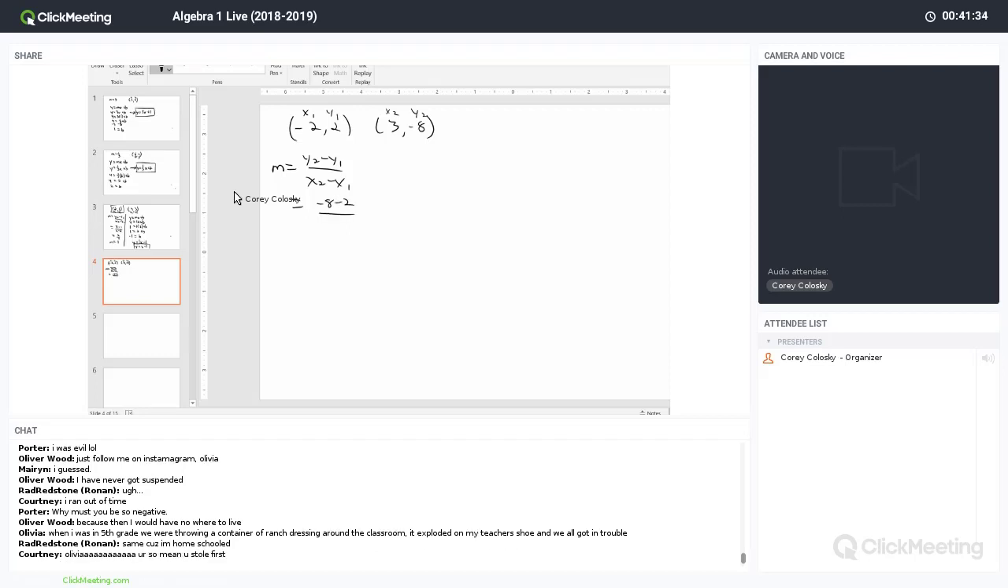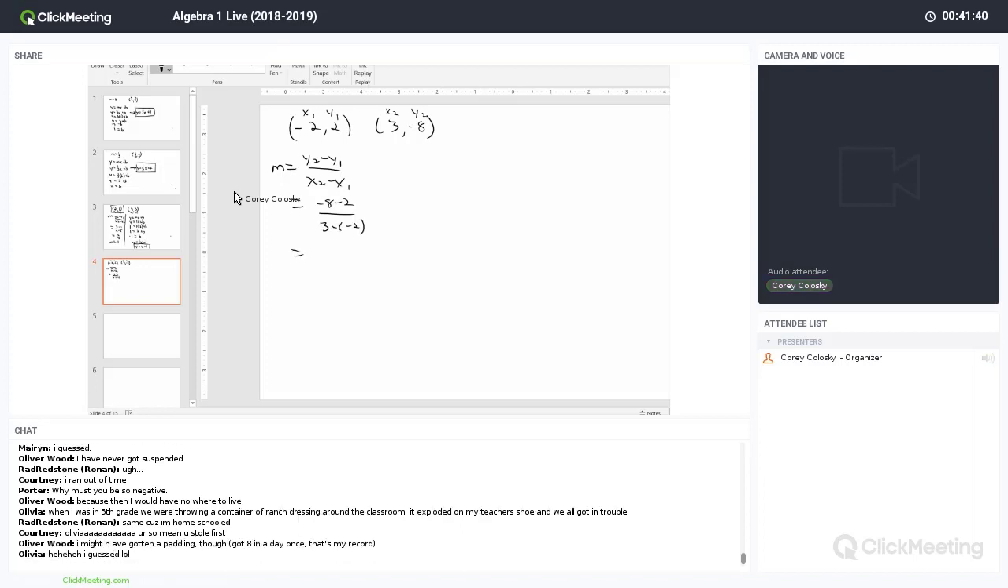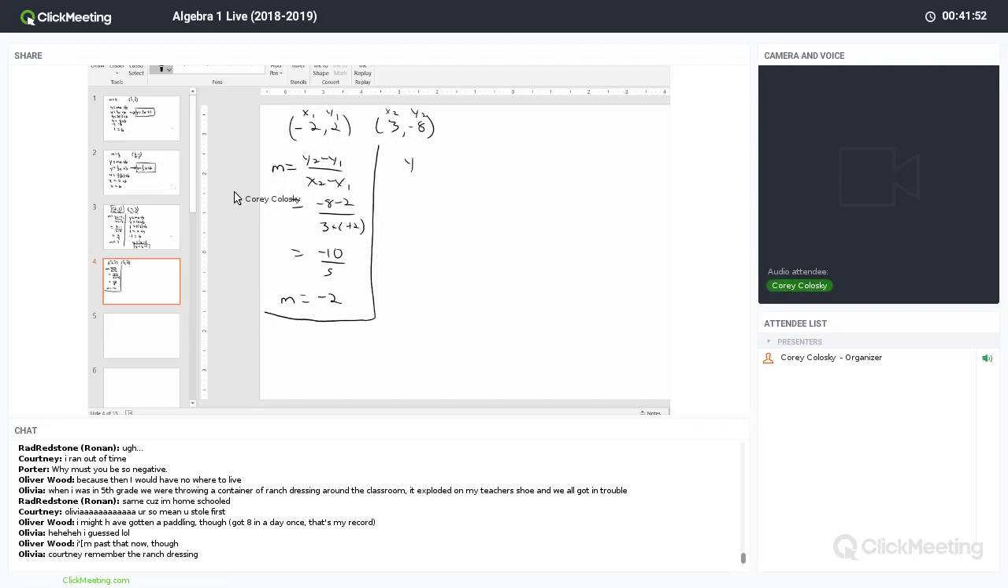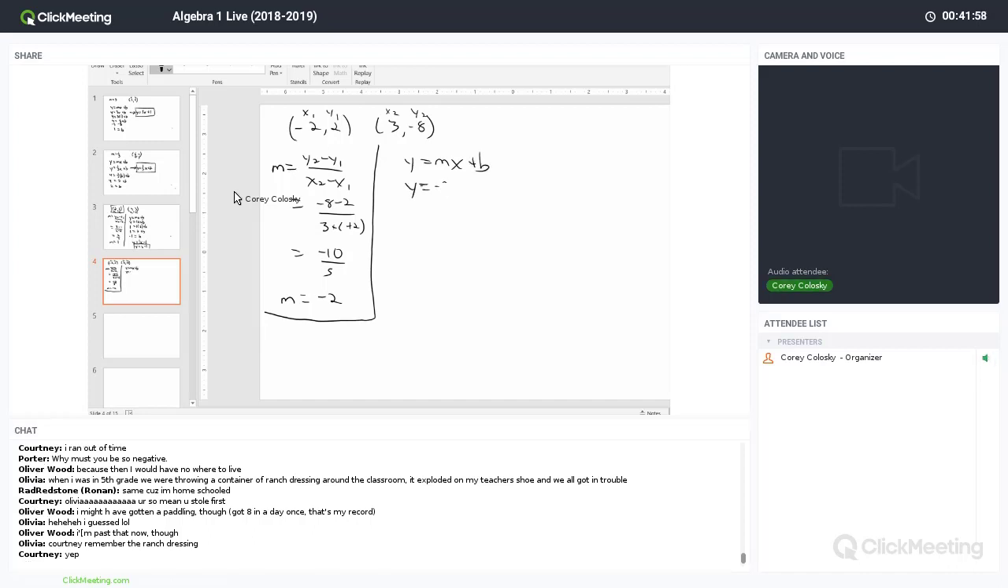Negative 8 minus 2, so y2 minus y1. x2 minus x1, you have 3 minus negative 2. So what you have is negative 10 over 3 plus 2 is 5. So negative 10 over 5 is negative 2. All right, so m is negative 2. Now you can use your slope-intercept form. You can plug in negative 2 for m, sorry. So y equals negative 2 times x plus b.